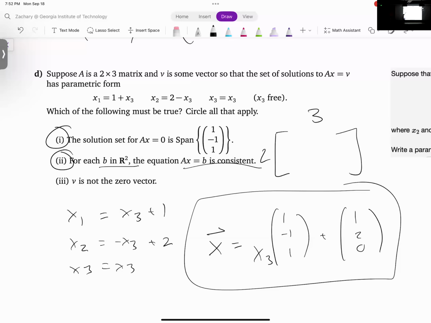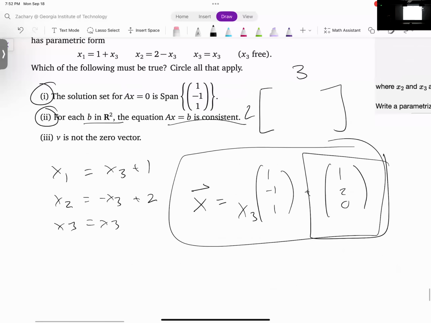So this is the solution to AX equals V. Is V the zero vector? Yes or no? Why? We have a plus particular solution. Since this is here, this means V is not zero. If it is absent, it means V is zero. It's just that straight one-to-one connection. And that was literally just like saying eliminate that particular solution. That's exactly right. You just get rid of the constants at the end, and what you have left is the span of those three things. Any questions on that one?